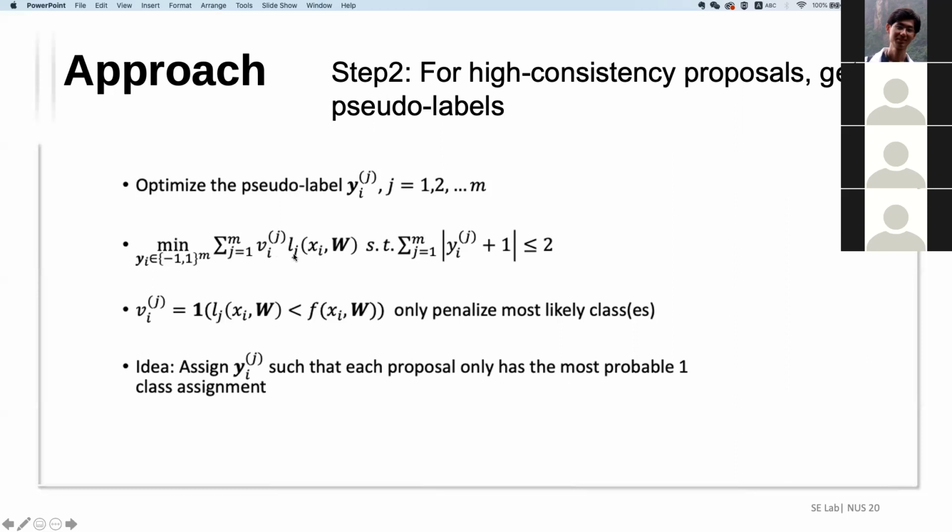So for each proposal, we are finding an assignment of class, right? We are looking for some class assignment. This is the class, and this is the proposal P. yi is the pseudo label we give to xi, and we want this pseudo label to minimize the classification loss. In other words, we want to assign the most probable class to that proposal.